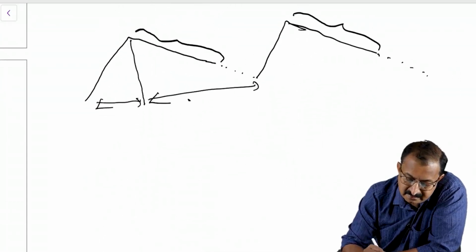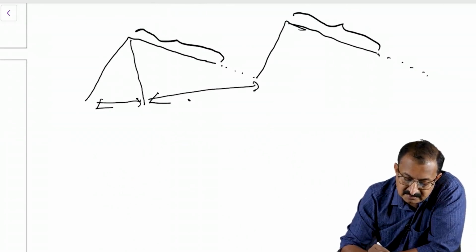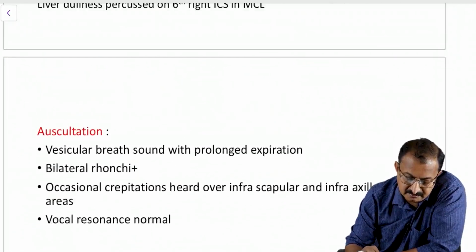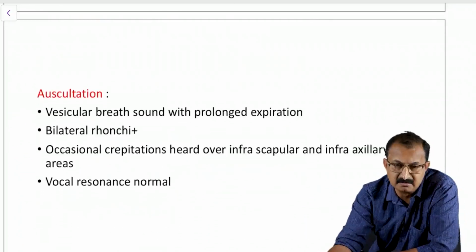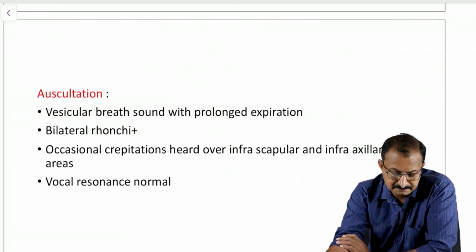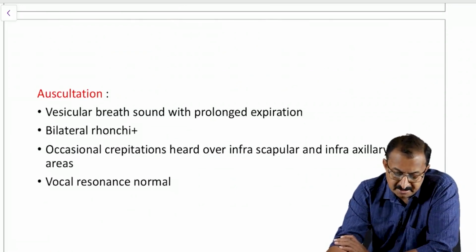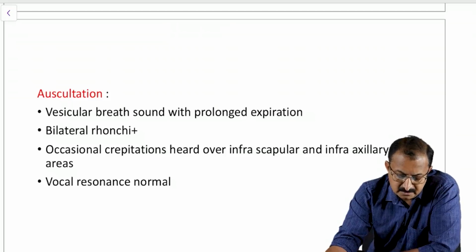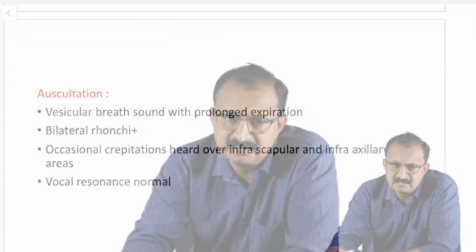So, the expiratory phase is prolonged, and in the breath sound also there is a prolonged expiration. So, that is what you expect in small airway obstructions like acute bronchiolitis or bronchial asthma. And there is bilateral rhonchi, occasional crepitations heard over infrascapular and infraaxillary areas, and vocal resonance normal. And crepitations doesn't equate to pneumonia. In bronchiolitis also there will be increased secretions in the airways, which will give the sound of crepitations.